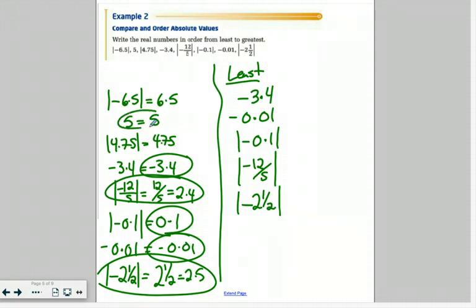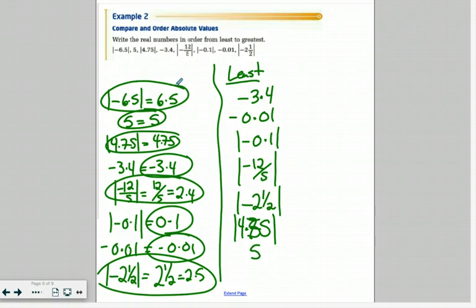Next would be just the 5. After that, oh, sorry, I missed one. It would have been the absolute value of 4.75. My apologies. So that one would have been first. Then it would have been the 5. And then finally, the 6.5 here, which originally was written as the absolute value of negative 6.5. Right? So this is now our list from least to greatest.